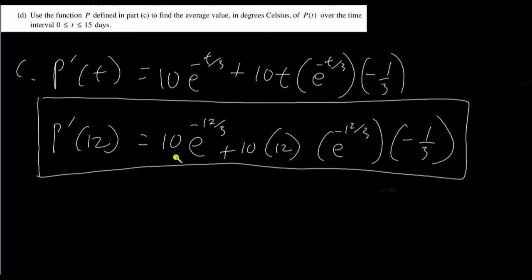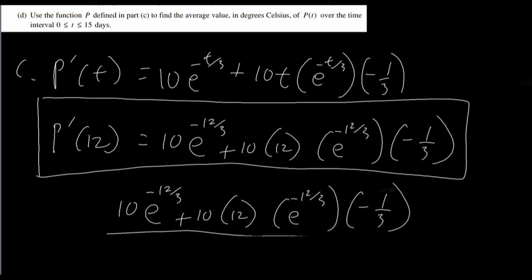So what we can say is that at time t equals 12, the water temperature is decreasing at a rate of this. So the temperature of the water is decreasing at a rate of the absolute value of this, right? Since this is negative, we can say it's decreasing at a rate of the absolute value of this. And the units for that is going to be, like we said in part A, degrees Celsius per day.